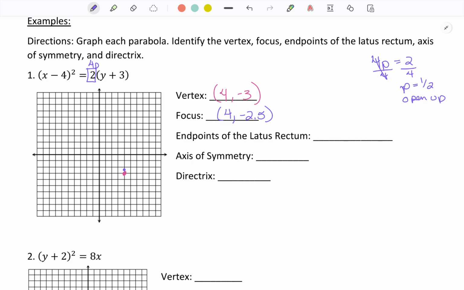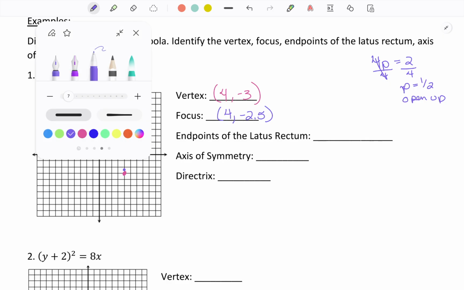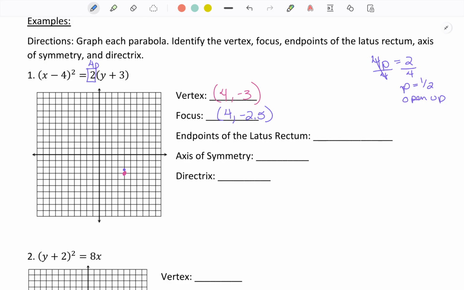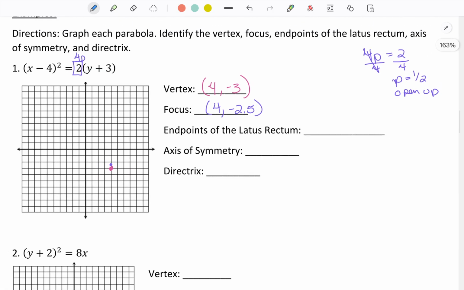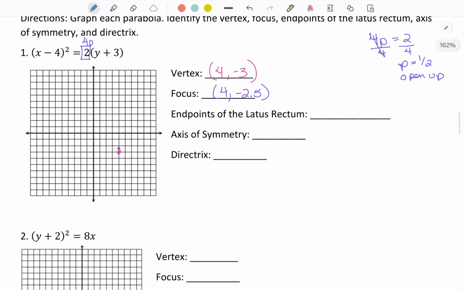And then 4 times p was 2. So the endpoints of our latus rectum is going to be essentially 1 unit out from each of these. So 1 unit to the left and right of our focus. And that is going to give us 3, -2.5, and 5, -2.5.